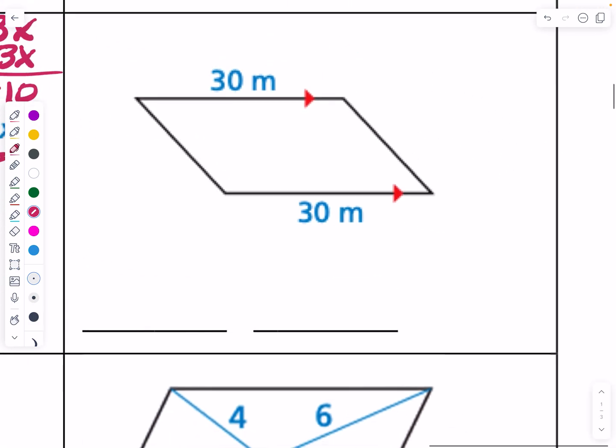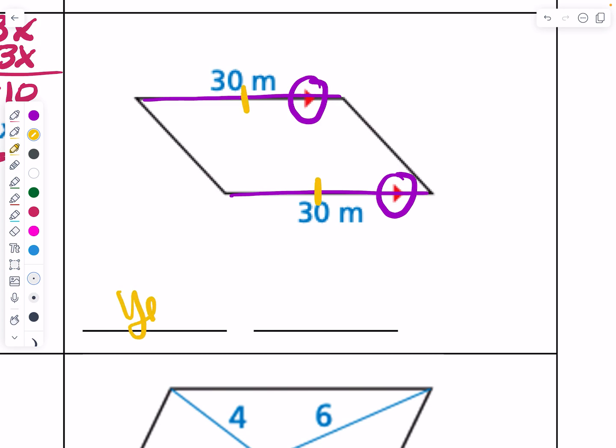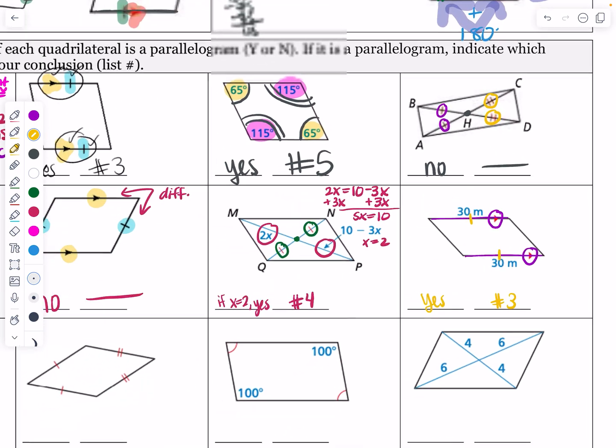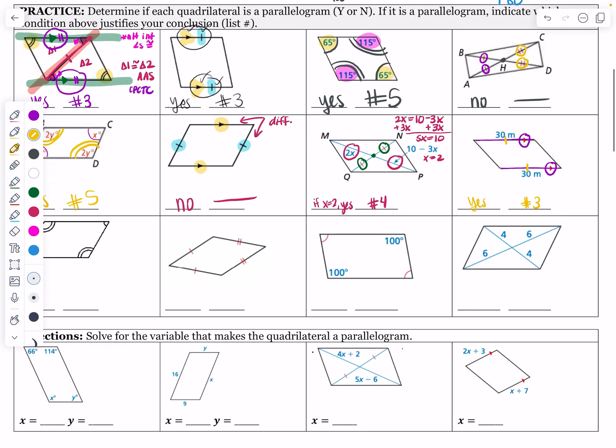Okay. All right, let's see. We have two things happening on the same set of opposite sides. So let's make sure it's both parallel and congruent. Here's the parallel mark that I need. This does not have a congruence mark, but it does say 30 meters, so I'm able to add that because this one's also 30 meters. So this is a yes by condition number 3. One pair of opposite sides is both congruent and parallel.